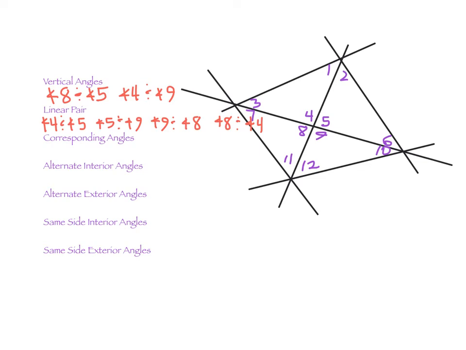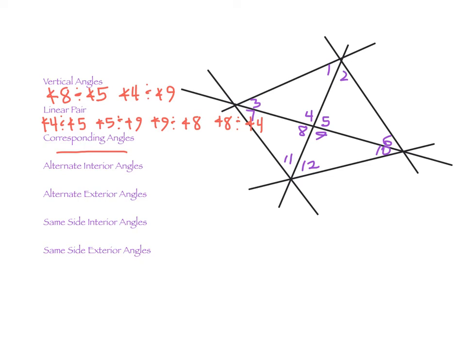Corresponding angles. Can you find any? So the strategy is, look for a transversal. Here's a transversal. Look for angles along the transversal. Remember, here's inside this transversal and here's outside this transversal. And in corresponding, one has to be inside and one has to be outside. I don't see anything here that's outside, so there are no corresponding angles.